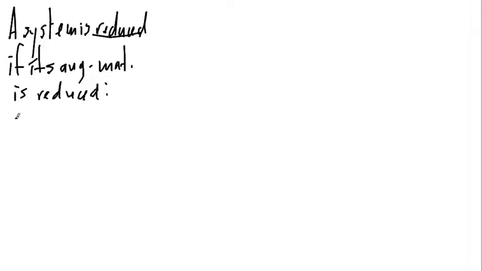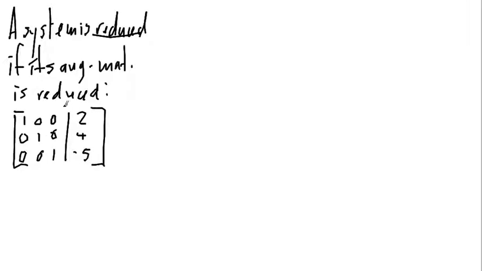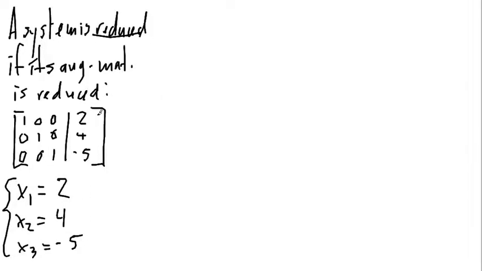And why is that, or where does that vocabulary come from? Well, let's consider something like this matrix. This is a reduced matrix. The leading non-zero term of each row is 1. Above and below each leading 1 is 0, and each 1 is to the right of any 1 above it. Now this corresponds to the system x1 is equal to 2, x2 is equal to 4, and x3 is equal to -5. So in fact this system just tells us what the solution is.